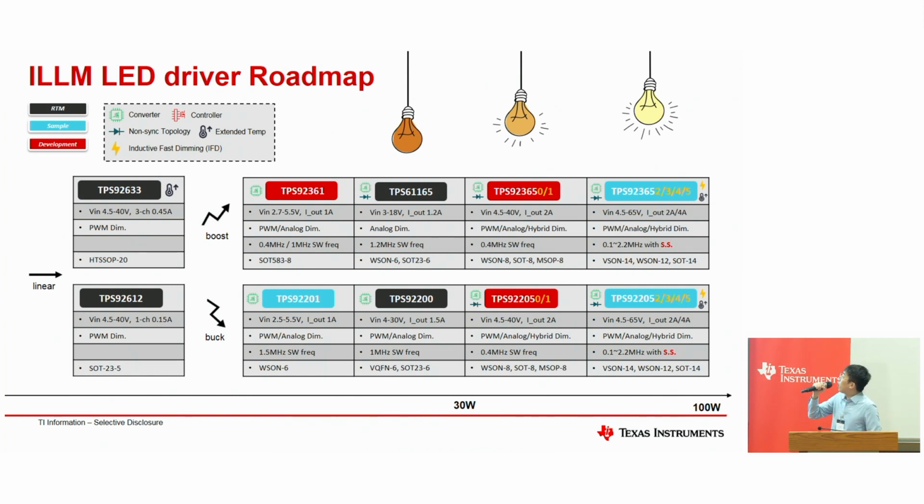One more device within the blue color is the TPS92201, the one at the left. It's a low VIN buck converter supporting 2.5 to 5.5 volts input and 1 ampere current output. So it's more likely for the IP camera or video surveillance related equipment. We are also sampling these new devices. If you are interested, we can have the EVM and samples available for you for evaluation.